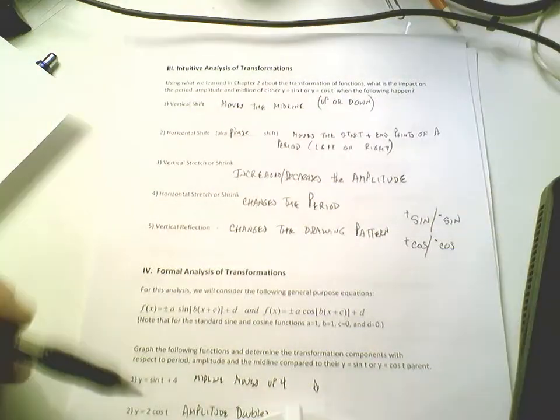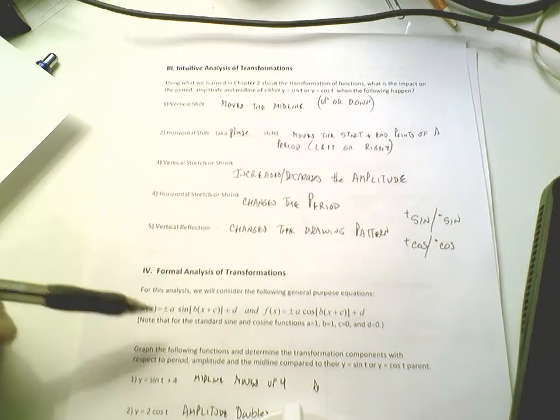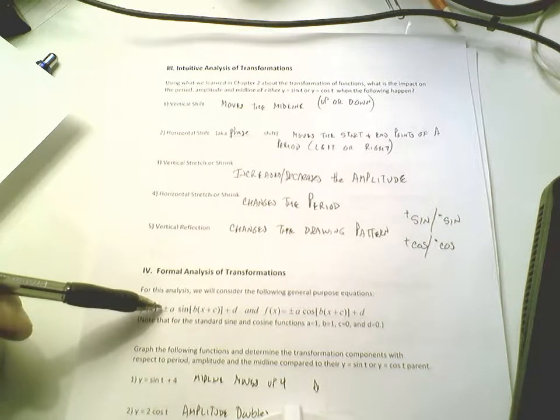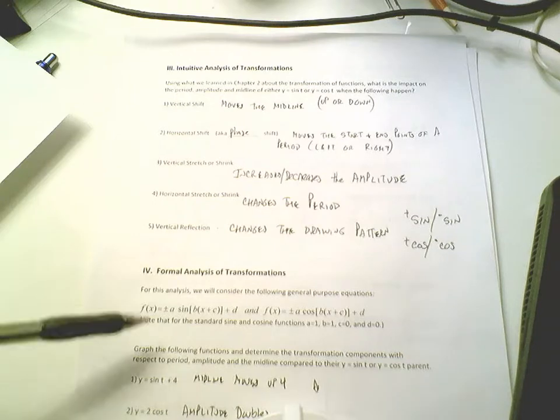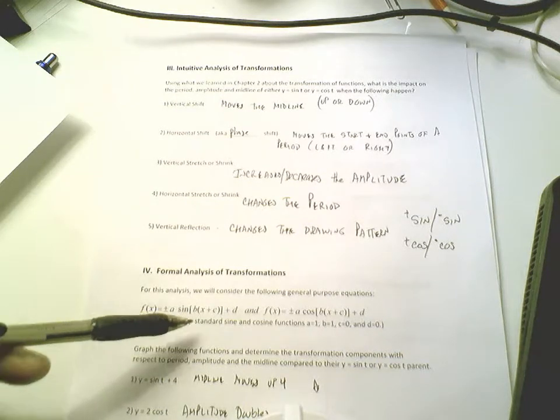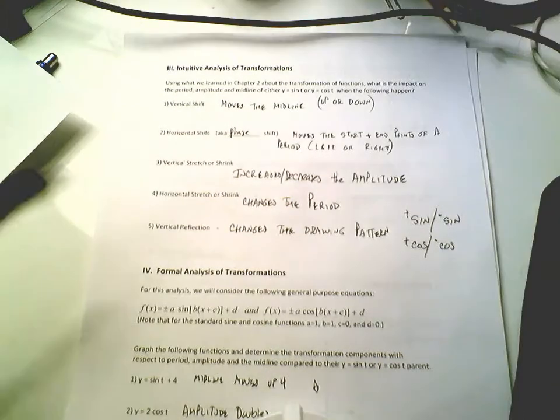If you got a standard parent function, what would you know? A is equal to 1, you got a plus sign up front. B is equal to 1, C and D would be equal to 0. And if that was the case, you would wind up with f of x equals sine of x, f of x equals cosine of x. So let's start working with some transformations.